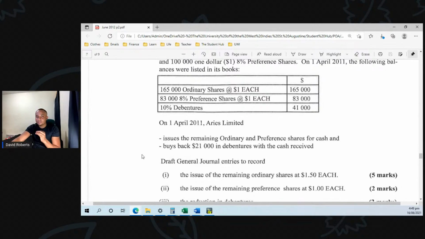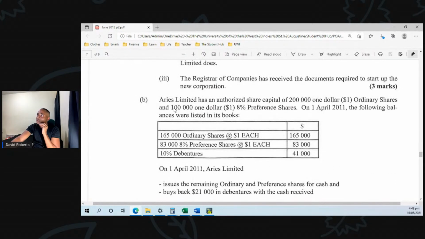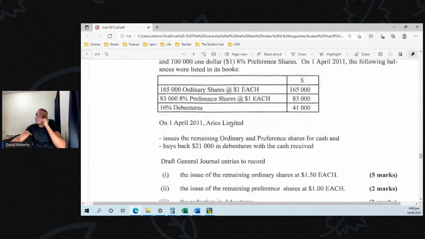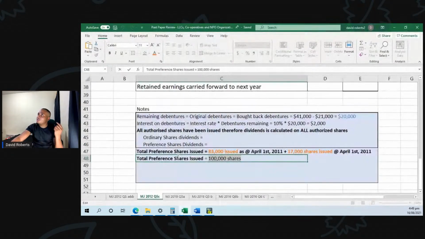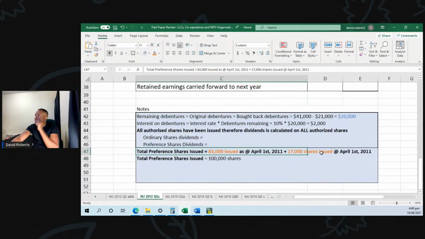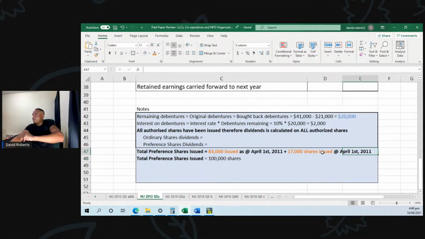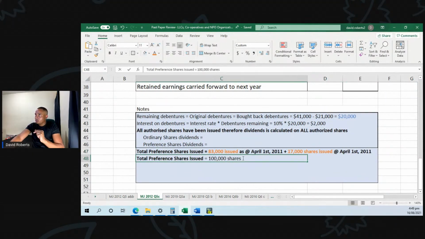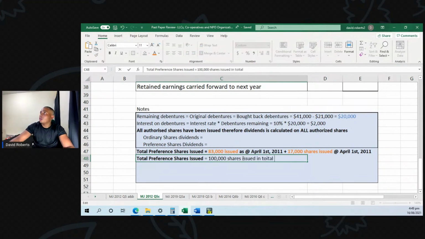Why we are paying for 100,000, not because 100,000 was authorized, but because 83,000 were issued. We have 83,000 issued from before and 17,000 issued on April the 1st. So 100,000 shares would have been issued in total.